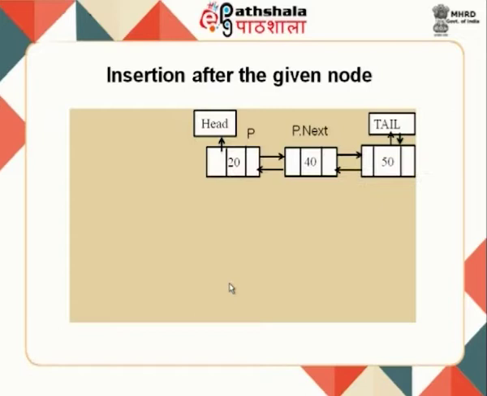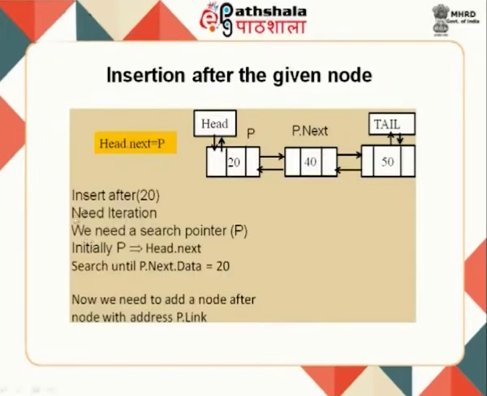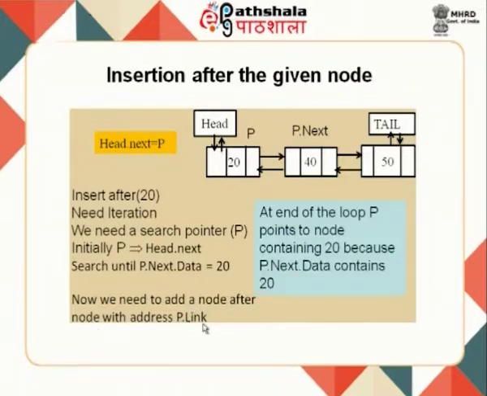Now, if you want to insert after a given node, say insert after 20, you need an iteration, we need a search pointer. Initially p is equal to head dot next, and you will search until p dot next dot data is equal to 20. Now, we need to add a node after the node with that address. So, at the end of the loop p points to the node before the one containing 20, because p dot next dot data contains 20.